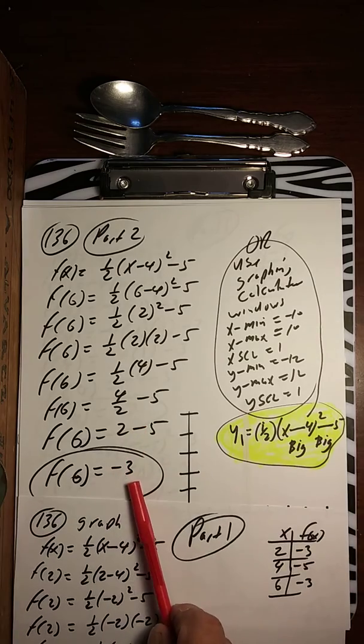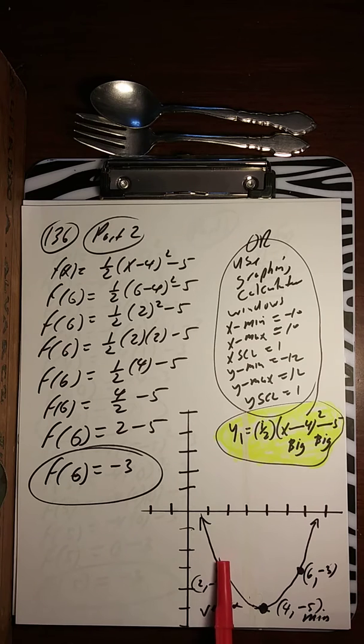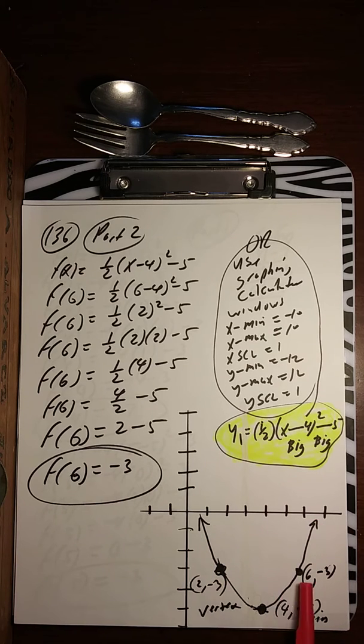It's going to give you a negative 3. So we have the points, these three numbers right there. Put them in your graph. Connect the dots right there.